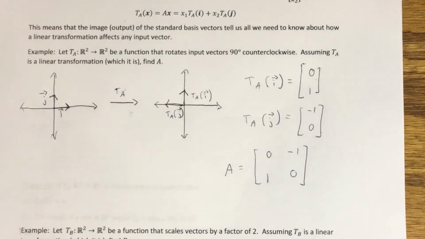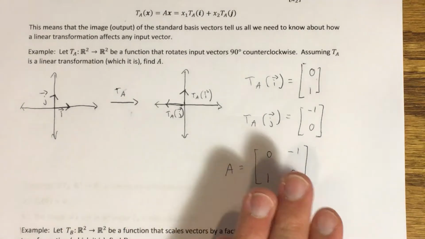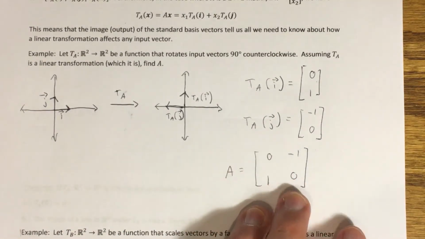All right, so in the previous example from the end of our last video, we described a function that transformed vectors in R2 to other vectors in R2 by rotating them 90 degrees. And then we said, assuming that function can be given as a linear transformation, meaning we can have a matrix that defines that linear transformation, we want to define that transformation, that matrix, and we did that here.